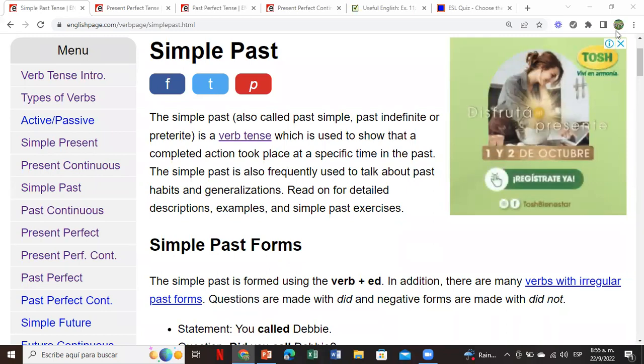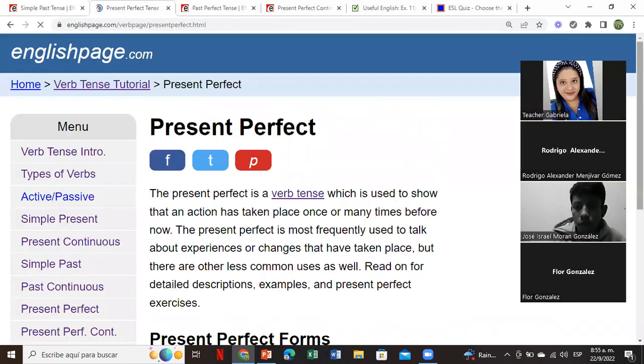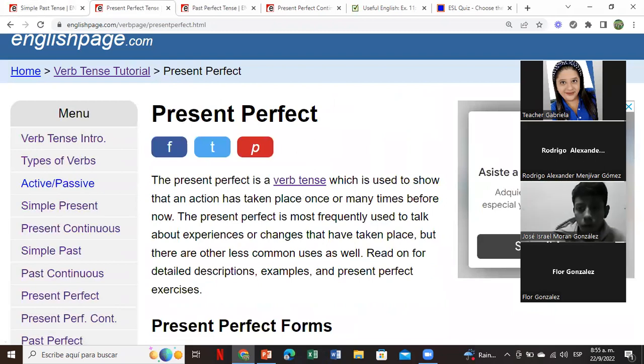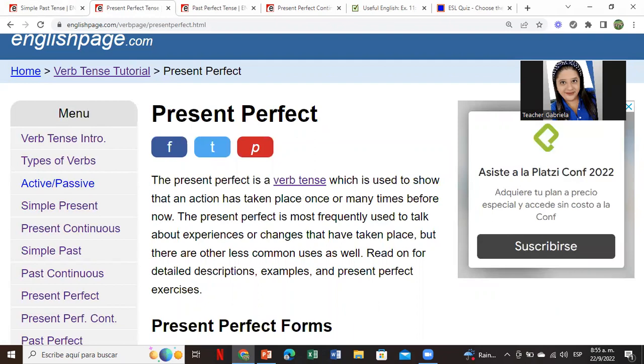So today we are going to continue studying and practicing the verb tenses. I was thinking to myself that I would like to have a review. The first is the simple past. The second is the present. Wait a minute, please. Let's see.